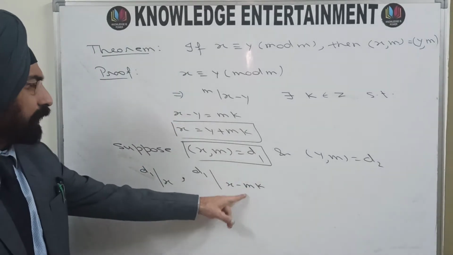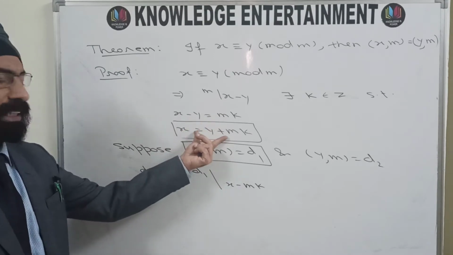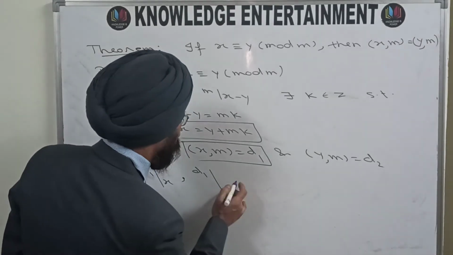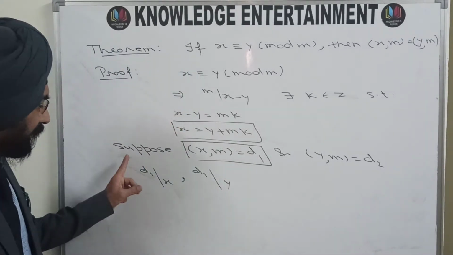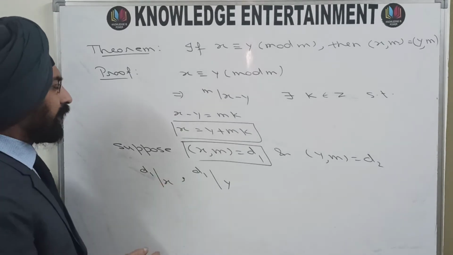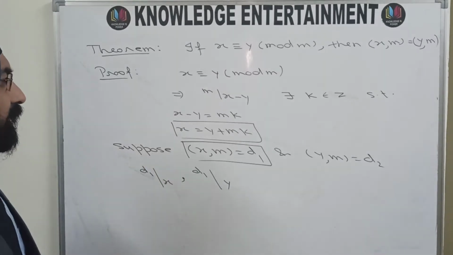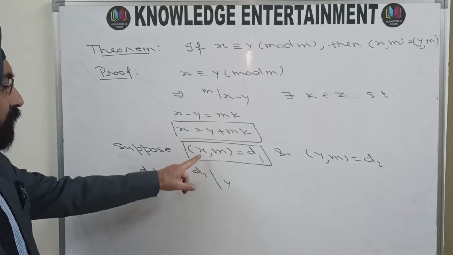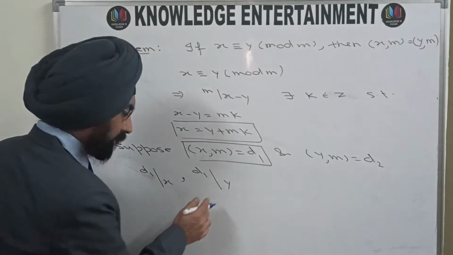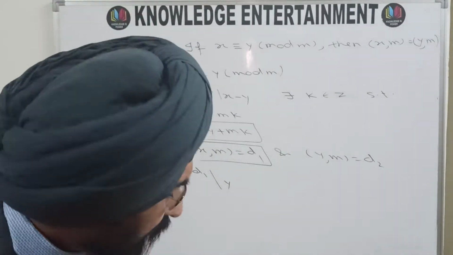Now what is x minus mk? From here you can see that x minus mk is equal to y. So d1 divides y. But I wanted, in fact I started with x and m, I want y and m. So let me change the proof a little bit.